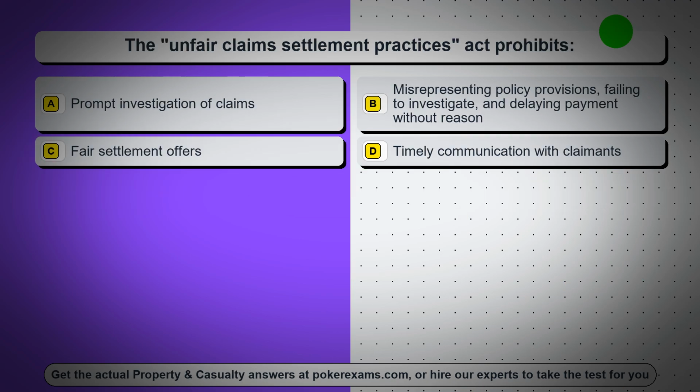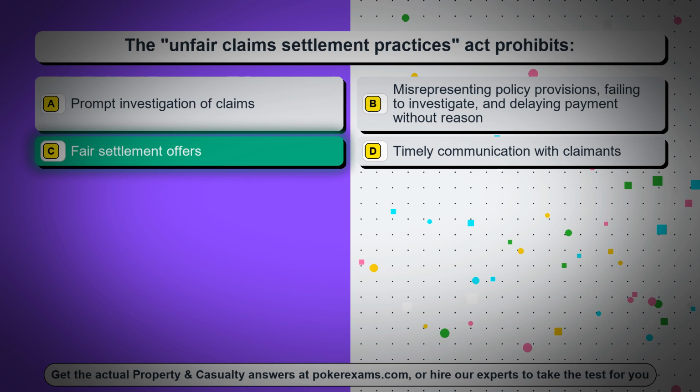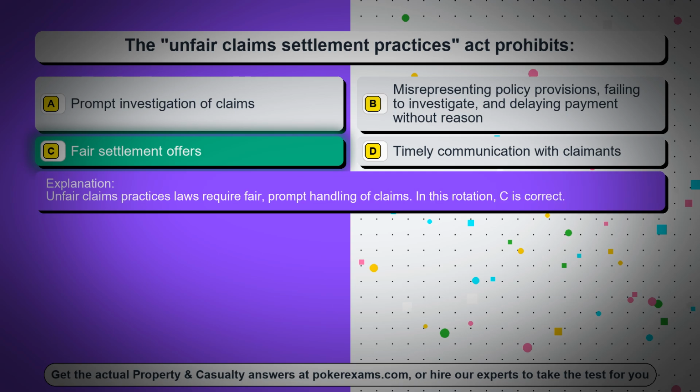Question 17. The Unfair Claims Settlement Practices Act prohibits: Option A, prompt investigation of claims. Option B, misrepresenting policy provisions, failing to investigate, and delaying payment without reason. Option C, fair settlement offers. Option D, timely communication with claimants. The correct answer is option C, fair settlement offers. Unfair claims practices laws require fair, prompt handling of claims. In this rotation, C is correct.